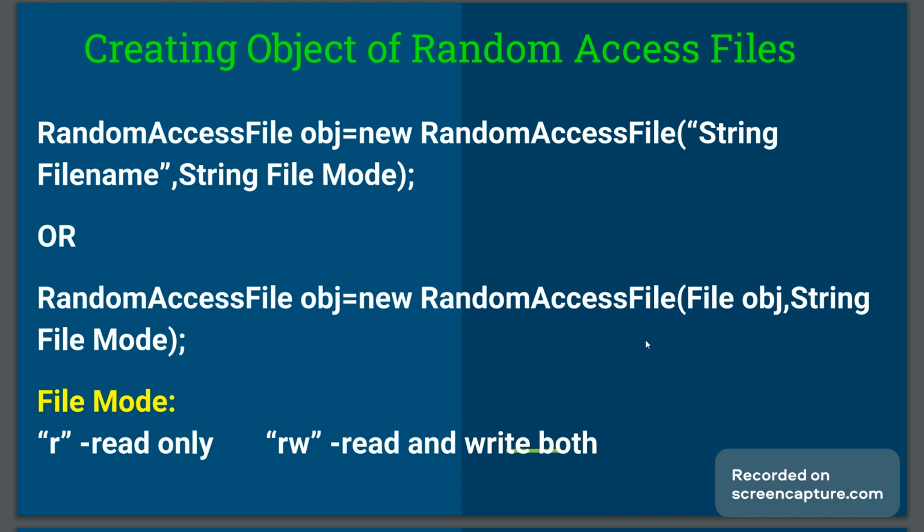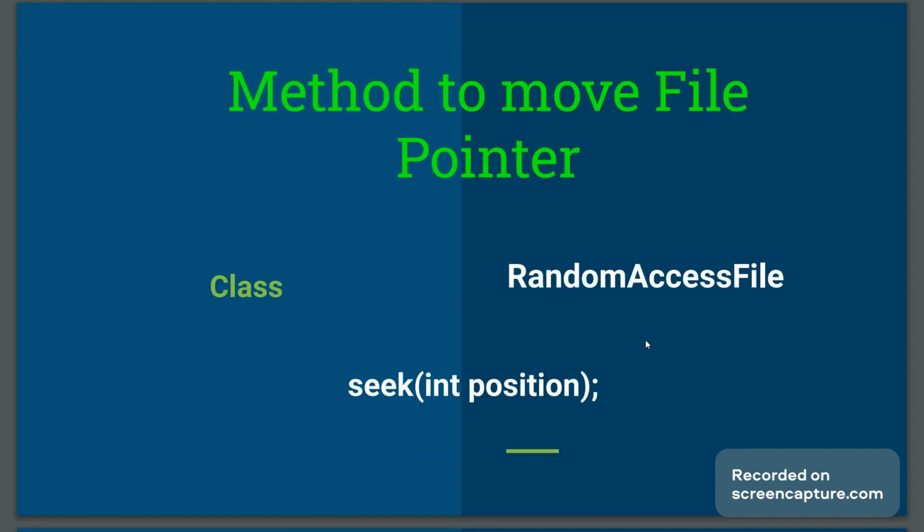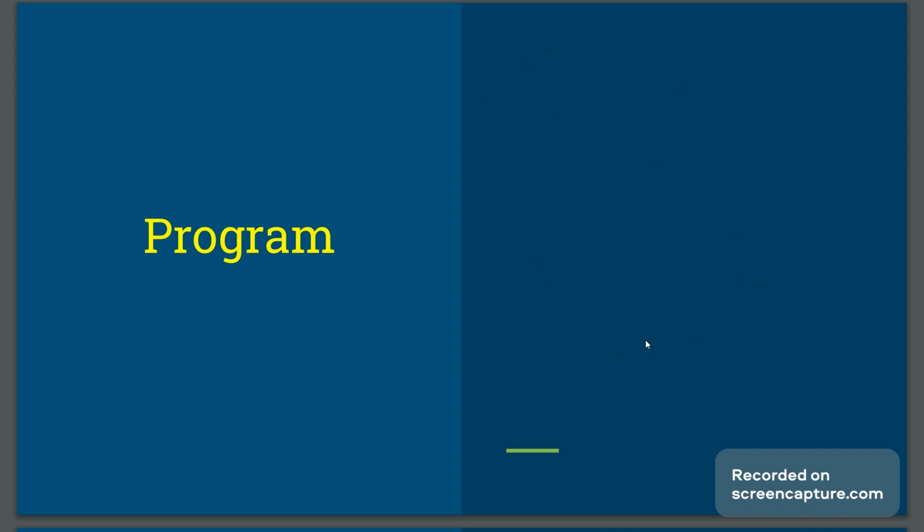or it can be rw for both read and write operations. Now the method which is used to move the file pointer in the random access file to any position is the seek method. In brackets, we have to give the position number where our file pointer should be moved for reading or writing purposes. Now suppose we will implement one program using RandomAccessFile.